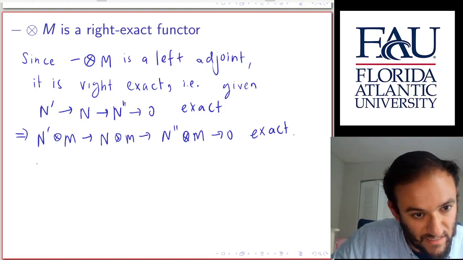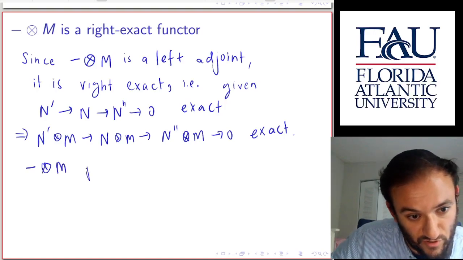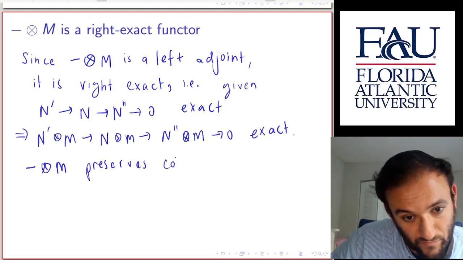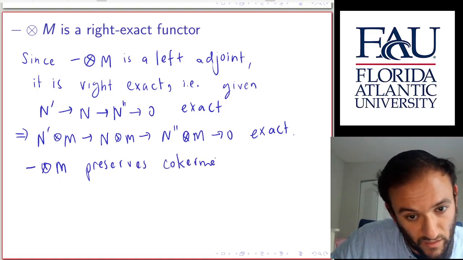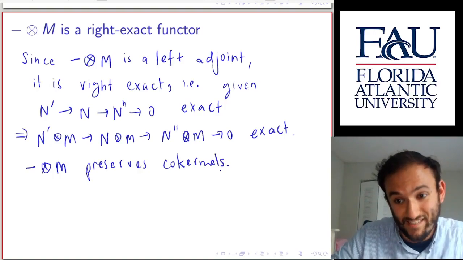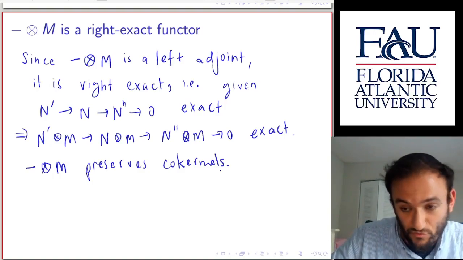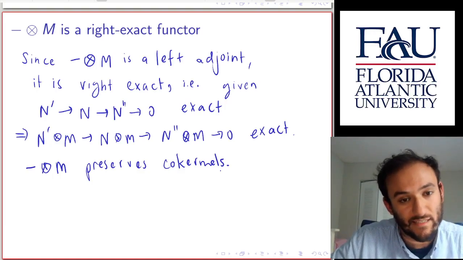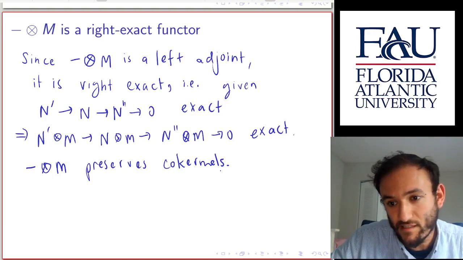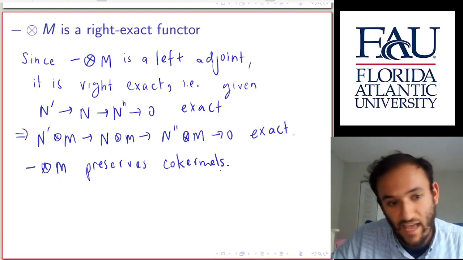Another way of saying this is that this preserves co-kernels. And you'll recall that hom was left exact because it was a right adjoint to tensor. So this is one of the special properties of adjunction, that you pick up this nice exactness property.